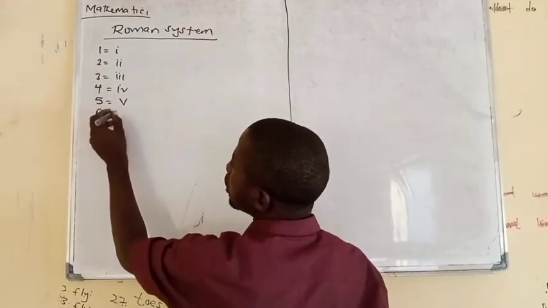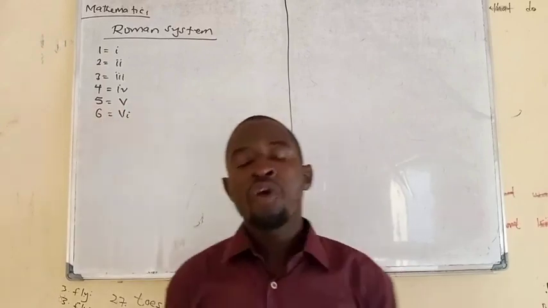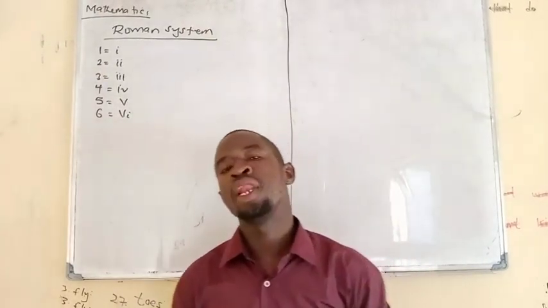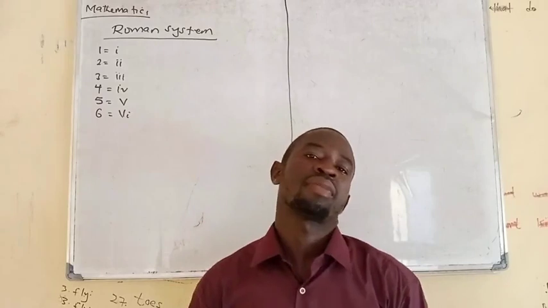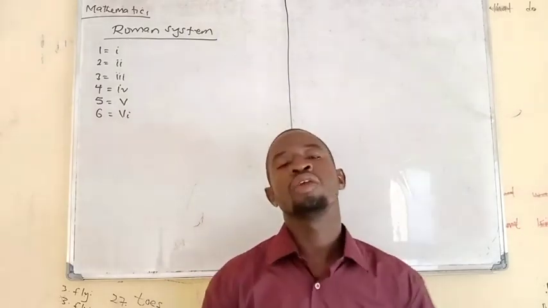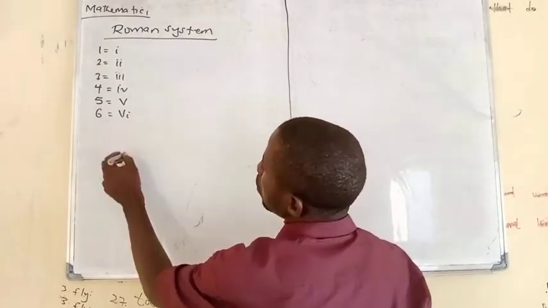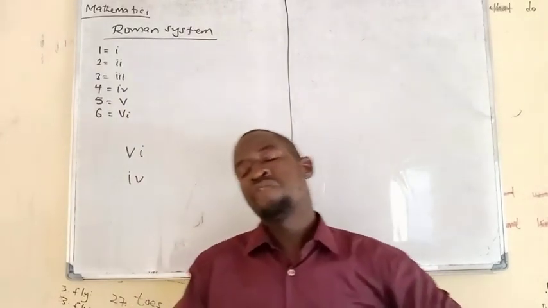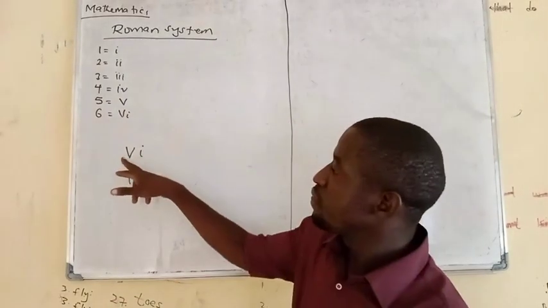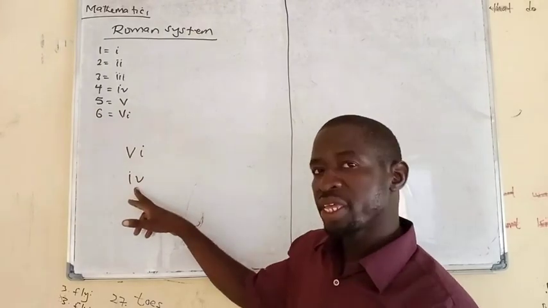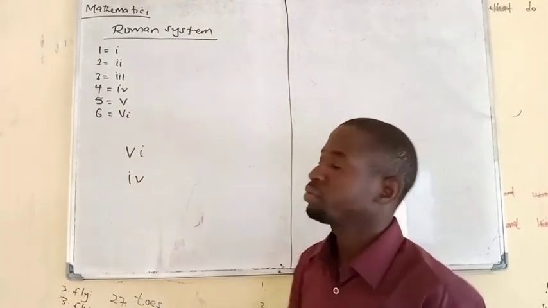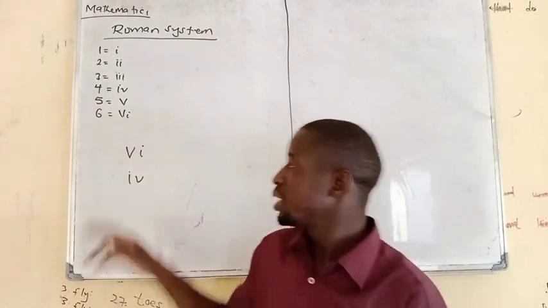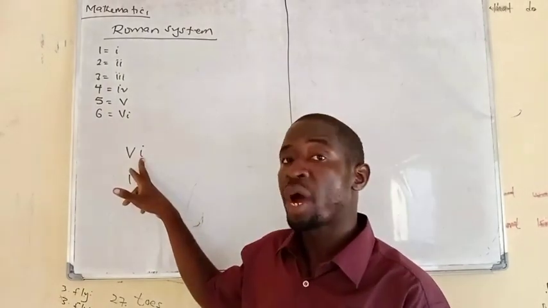And 6 is VI. Before I proceed, if you take a look at 4 and 6, you will find out that they are similar. One is IV and one is VI. So I need to explain something here. To avoid confusion, if you see VI or IV, the first thing to look at is, between V and I, which one is bigger? As you are seeing, this V means 5, then this I means 1.